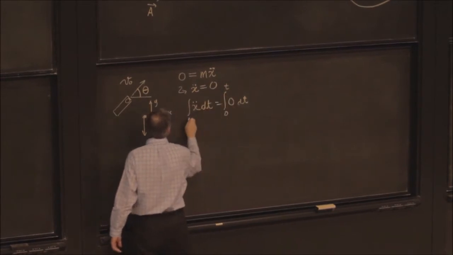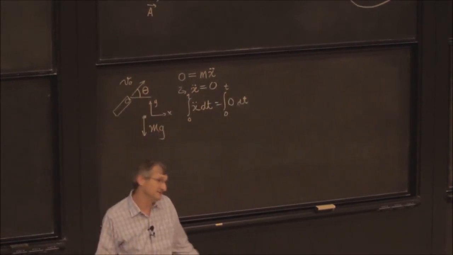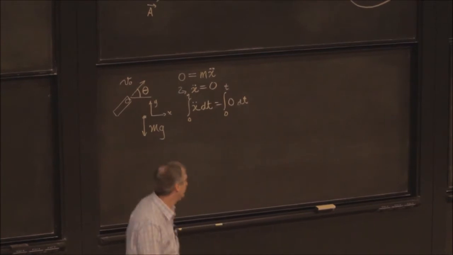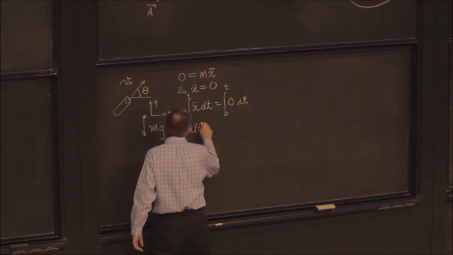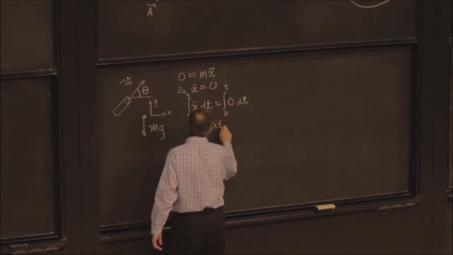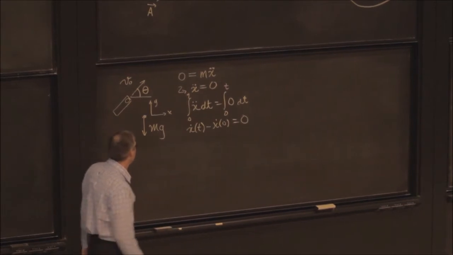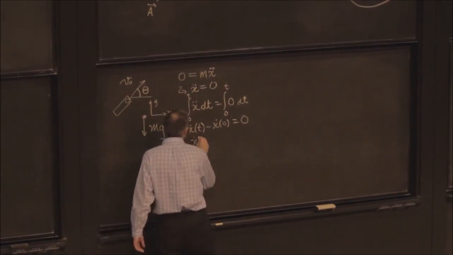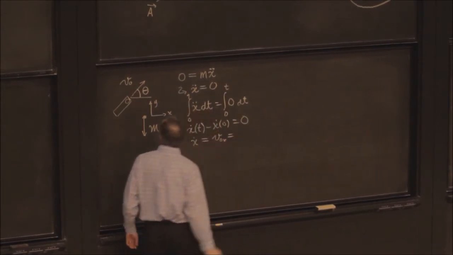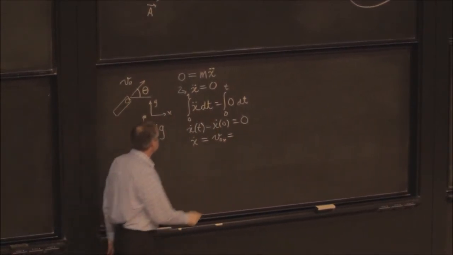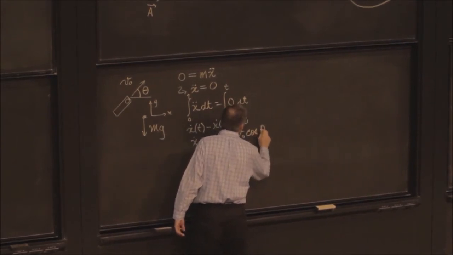from 0 to t. Okay, on the left, it's clearly just an antiderivative. I integrate and I get x dot at t minus x dot at 0 is equal to the integral of 0, or the definite integral of 0. In other words, x dot is a constant v naught x, which from the initial condition is v naught cosine of theta.